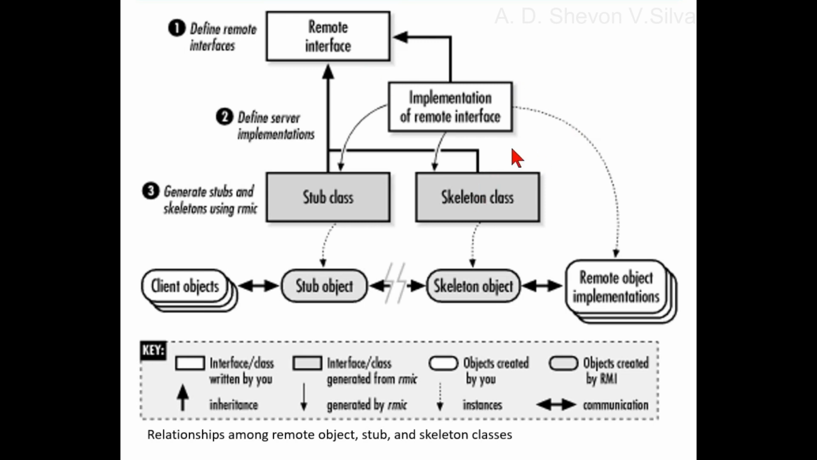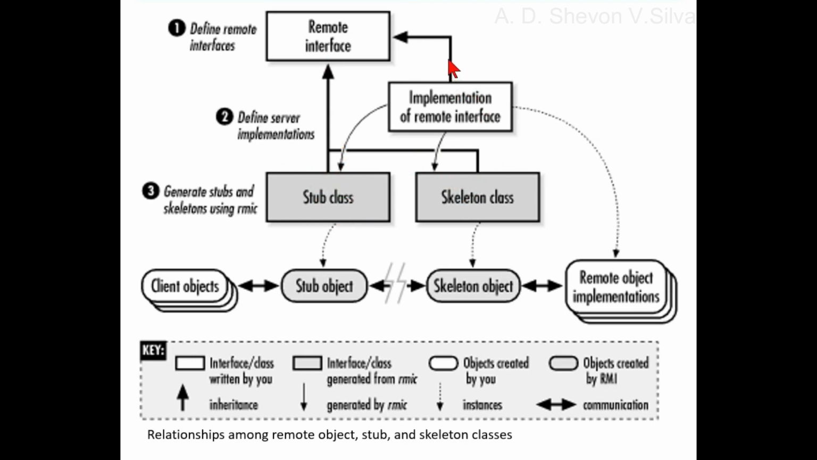Here you can see this is step 1, define remote interfaces. Step 2, define server implementations. Step 3, generate stubs and skeleton using RMIC. Here you can see stub and skeleton are connected to the remote interface, and here you can see the inheritance lines.